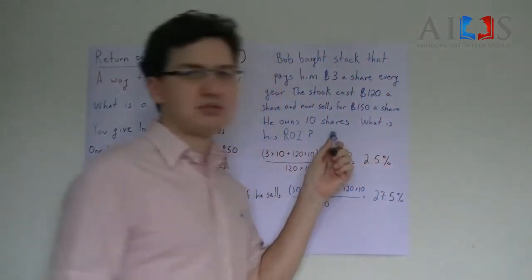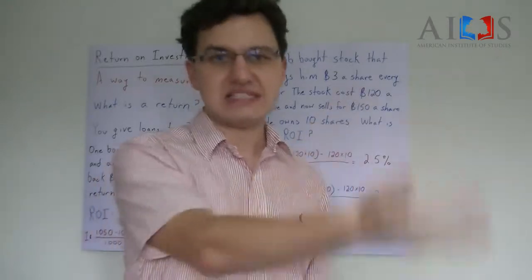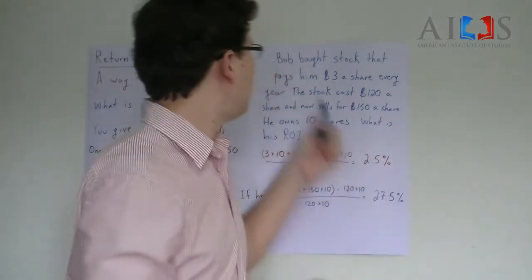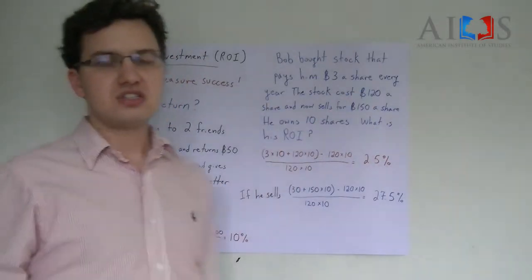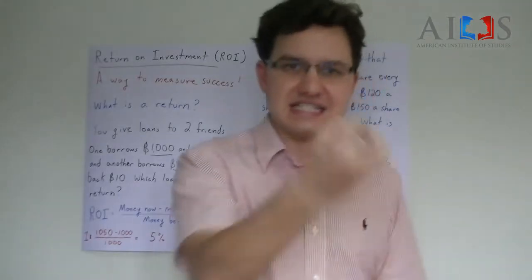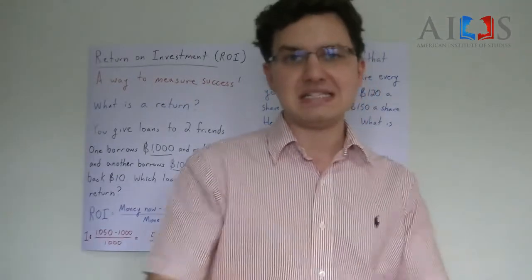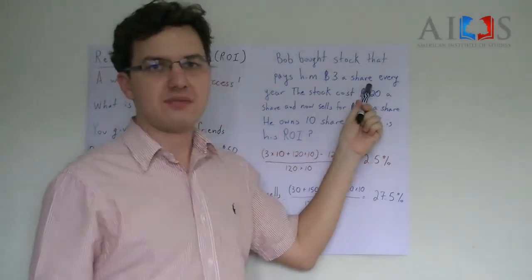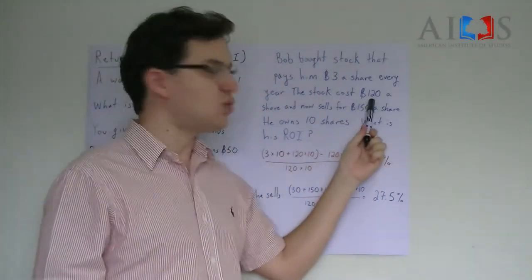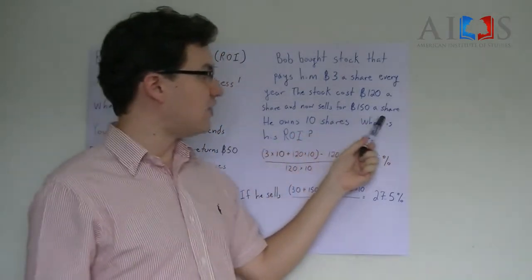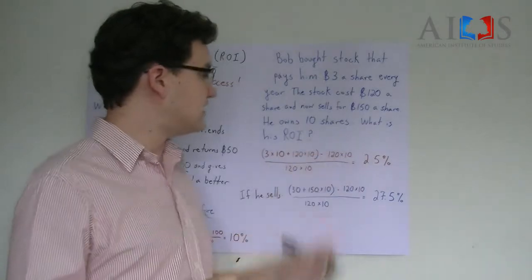For instance, this next example is about stock. Hopefully you know stock is something you can buy as an investment that you can sell when the price gets higher, you hope. So Bob bought stock in a company that pays him 3 baht a share every year. So a share is one piece of stock, and he gets a dividend. A dividend is money you collect from owning a stock. Not every stock pays a dividend, but many stocks do. So his dividend is 3 baht a share. Let's say this is every year. So 3 baht a year. The stock cost him 120 baht to buy, and it's now selling for 150. So the price of the stock has gone up. He owns 10 shares. What is his ROI?